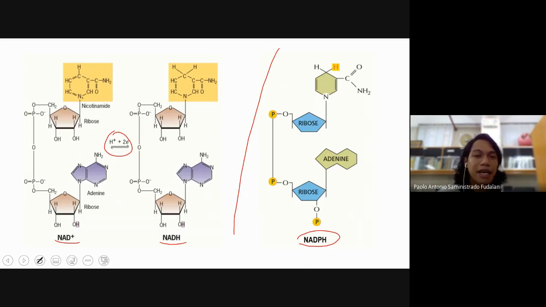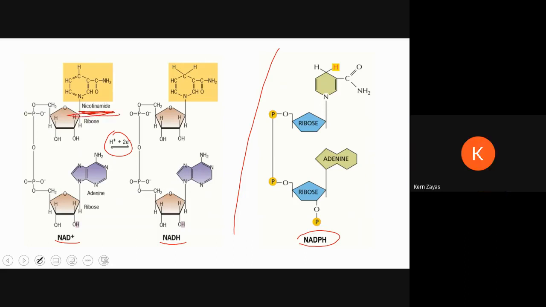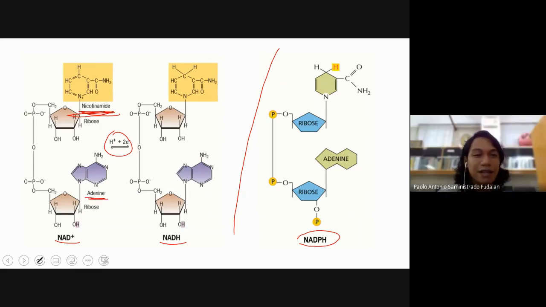The meanings are here. Oh. So what's this? What's the first one? N. Nicotinamide adenine dinucleotide. All right. Nicotinamide, adenine, dinucleotide. So meaning to say it's like a nucleic acid.